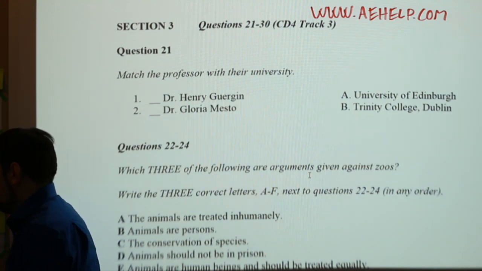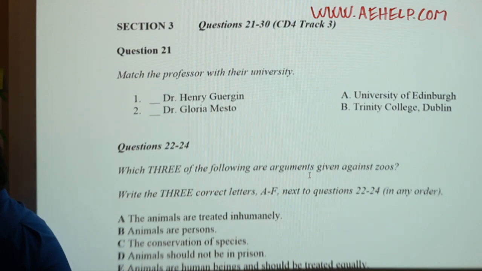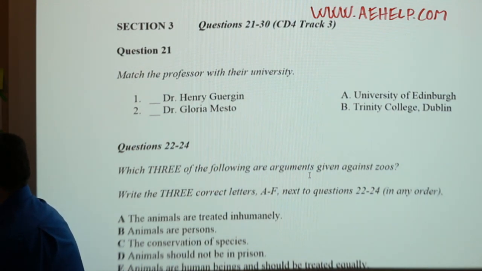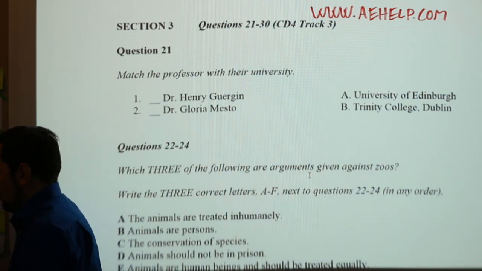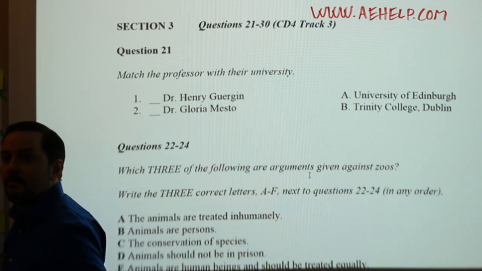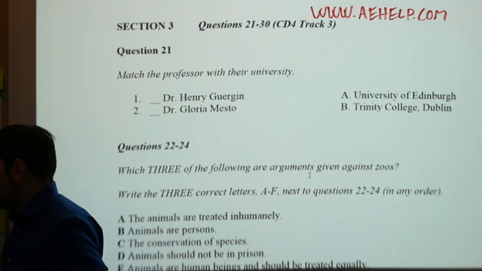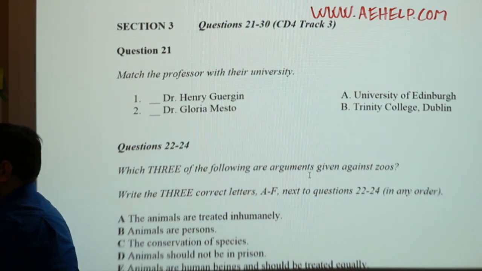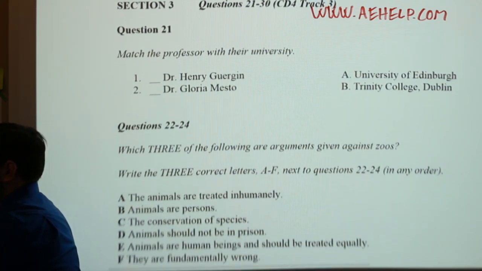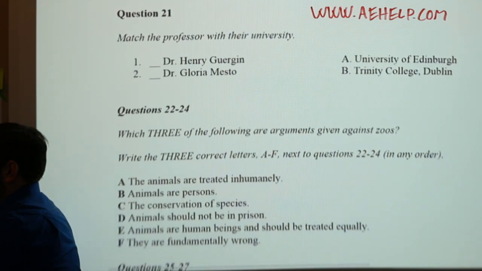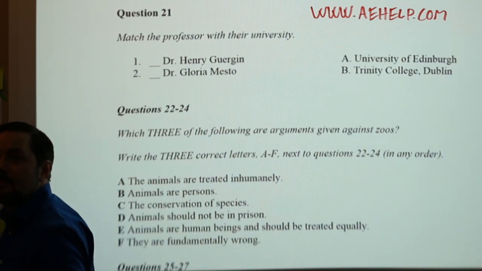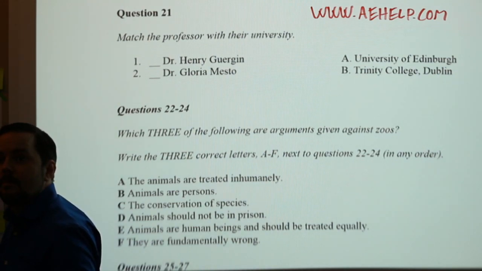Welcome everyone to this very special evening. Tonight's speakers are two distinguished scholars. Dr. Henry Guergin from the University of Edinburgh is a philosopher and animal rights advocate. Dr. Gloria Mesto from Trinity College, Dublin, is an animal conservationist. Welcome to you both. The topic of tonight's discussion is the ethics of zoos. Here is the fundamental question. Is it right to house animals in zoos, or should they live freely in nature instead?